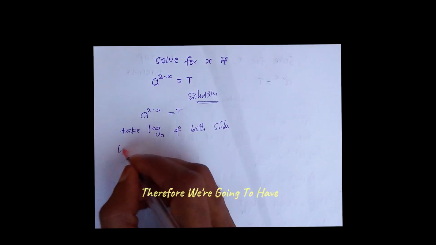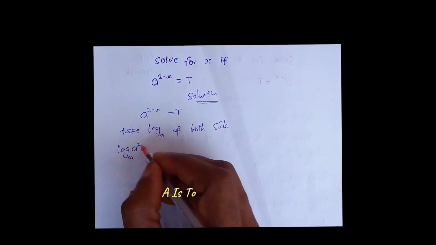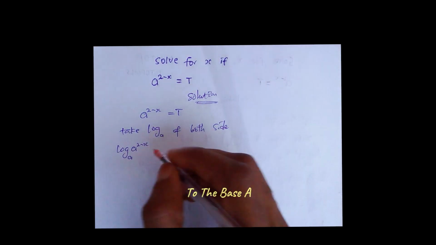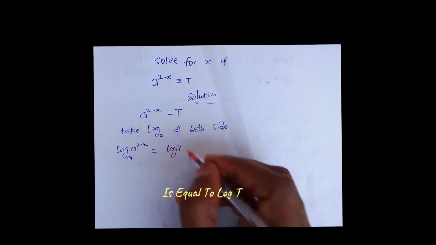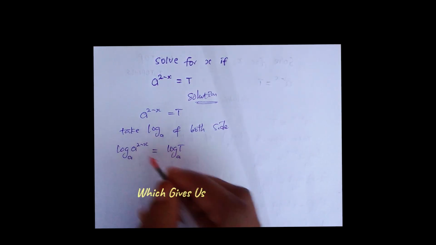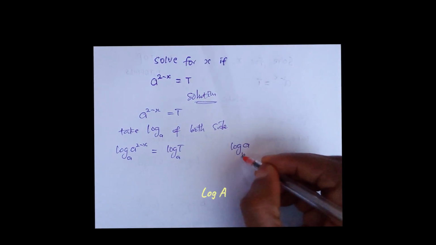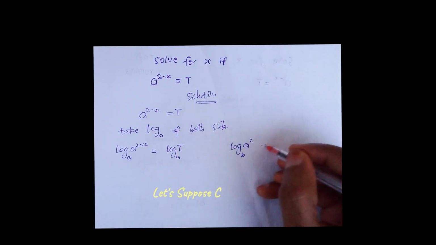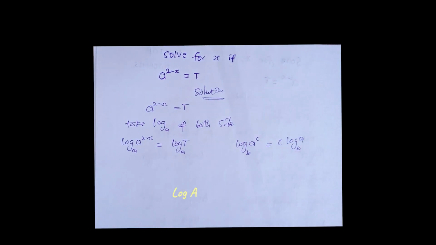Therefore, we are going to have log of a raised to the power 2 minus x to the base a is equal to log t to the base a, which gives us, we are going to apply this law: log b raised to the power c to the base a is equal to c log b to the base a.